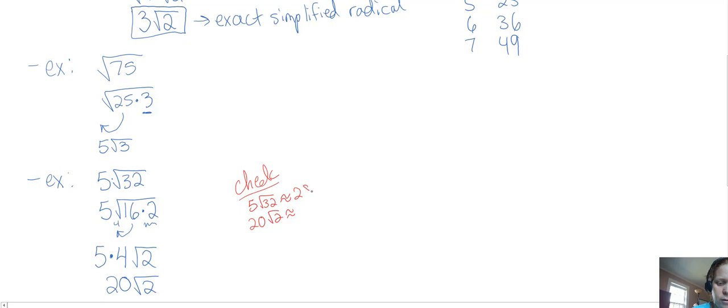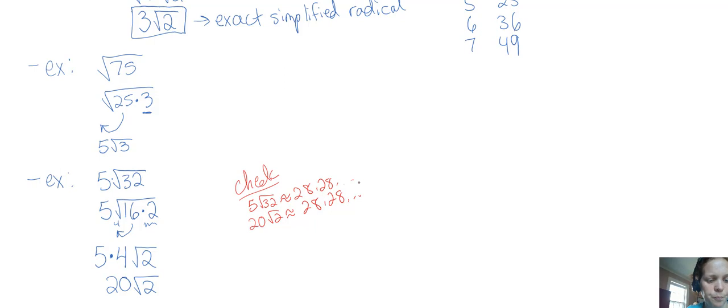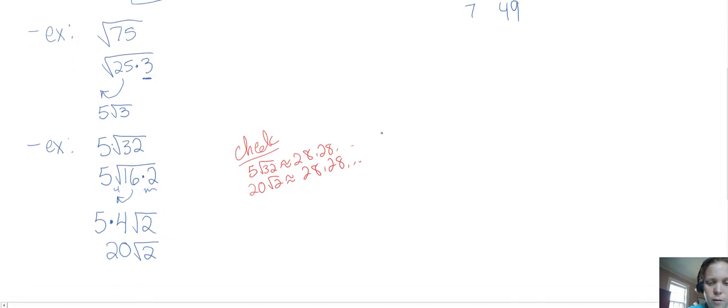So in both cases, I get 28.28. Now it doesn't tell me if I fully simplified it, but it should be in this case for sure because I can't break down square root of 2. Now, still going off of this example for a second, let's look at that 5 square root of 32.